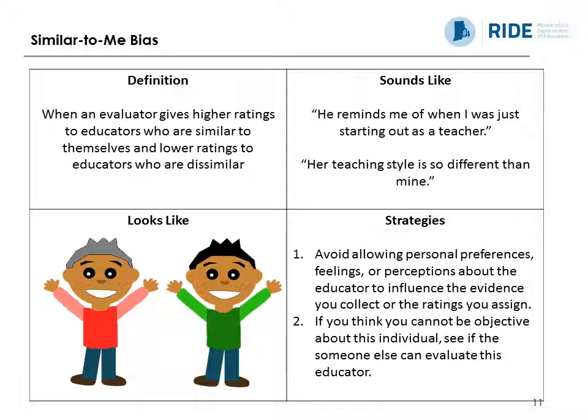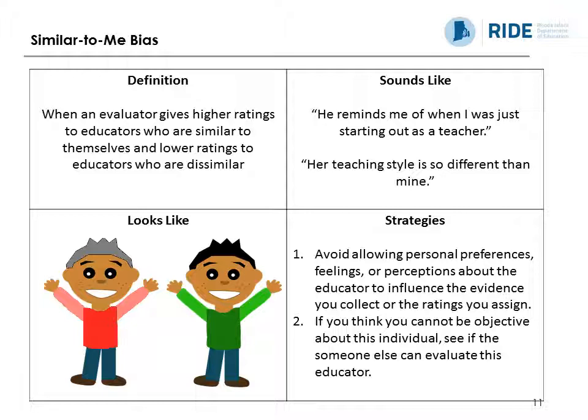The final source of bias we will discuss is similar to me bias. This occurs when an evaluator gives higher ratings to educators who are similar to themselves and lower ratings to educators who are dissimilar. This could be based on teaching experience, content area, race, cultural background, or even teaching style. For example, you might be evaluating a new educator who reminds you of your first experience teaching, or maybe you are evaluating someone who started in the district the same year as you and you feel a bond with that individual. These situations can be challenging.